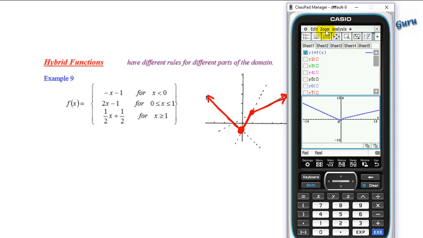Now, it doesn't look exactly the same. If I zoom, initialize, yeah, that looks pretty similar to that graph. Okay, so once it's defined and we graph it, you can see exactly what it looks like.